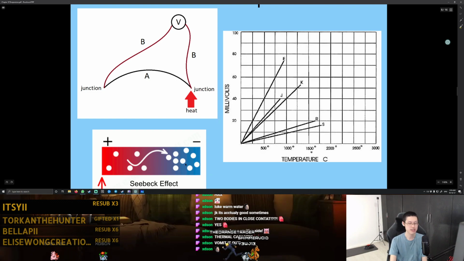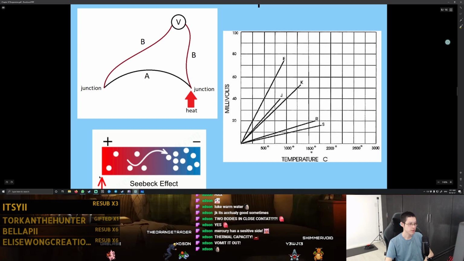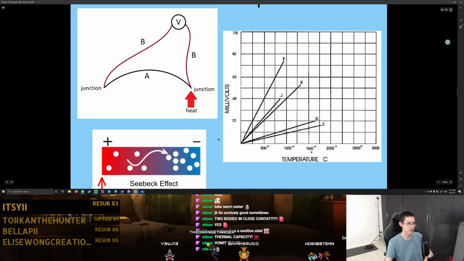You don't have to know what the Seebeck effect is. They are not going to ask you what the Seebeck effect is. But essentially, if you have a piece of metal and you heat up one end of the metal, the electrons on that end are going to flow to the cooler side of the metal. And whenever you have a flow of electrons, you have a current, right? So one side would have a slightly more positive potential compared to the other side.